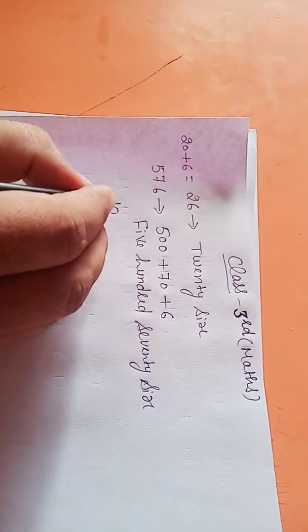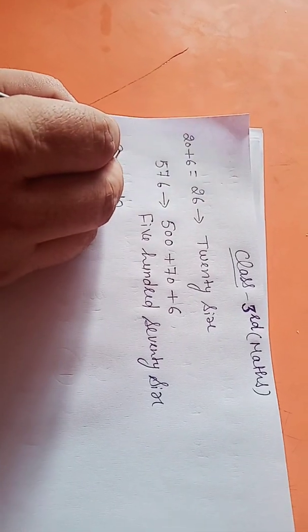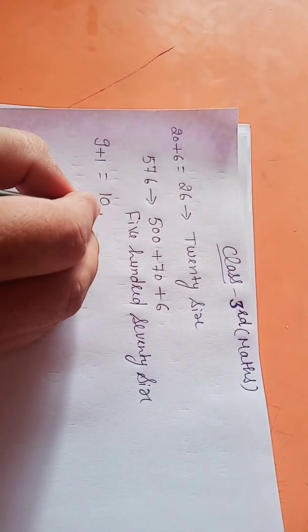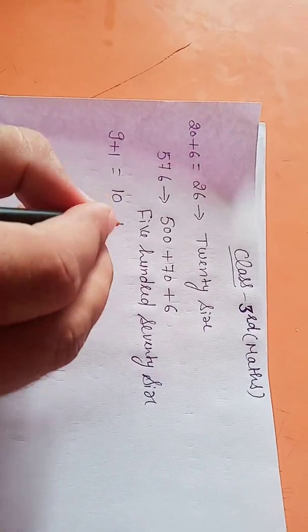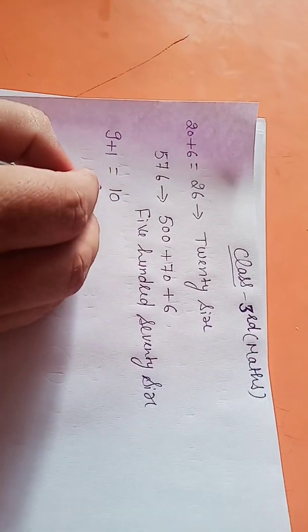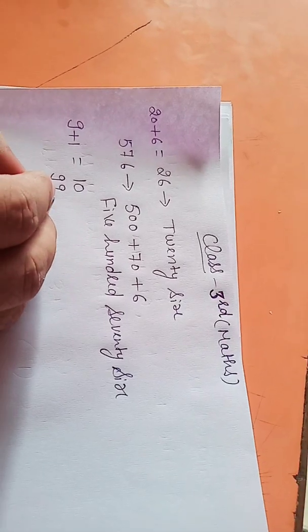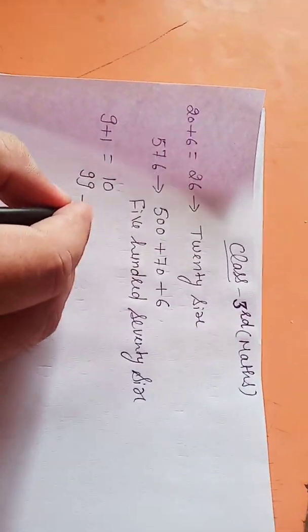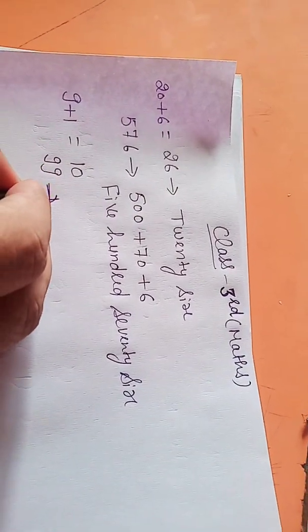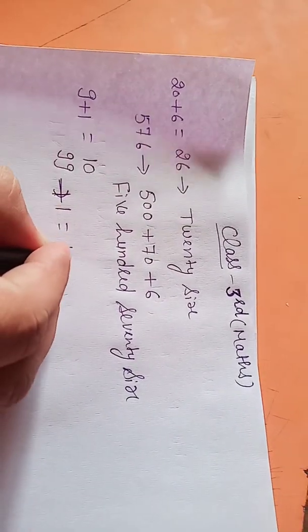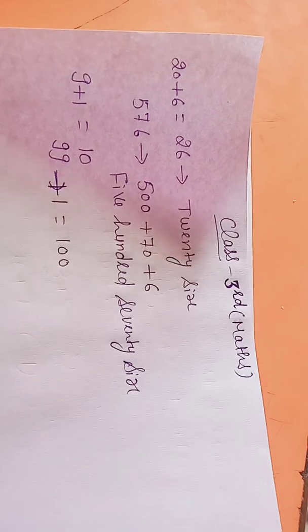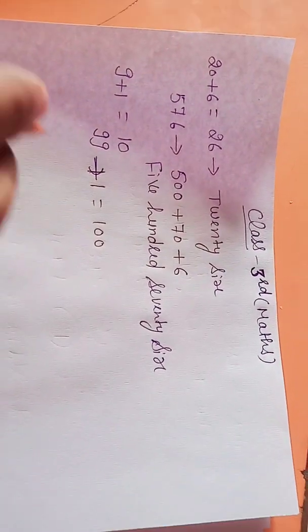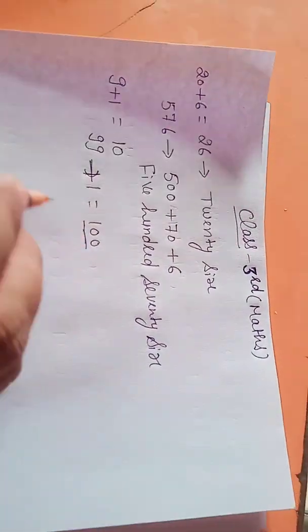I think you know very well, the smallest two-digit number is what? 10. If you add 9 plus 1, how much? 10. 10 is the smallest two-digit number, and 99 is the greatest two-digit number. If you add 1 to it, it becomes 100. Yes or no? 100. And 100, how can you write? Like this, it is the smallest three-digit number.